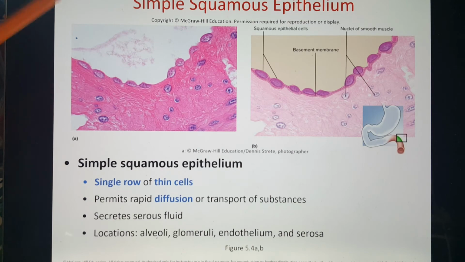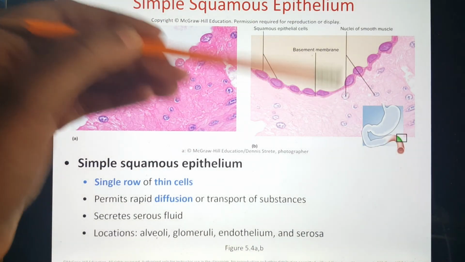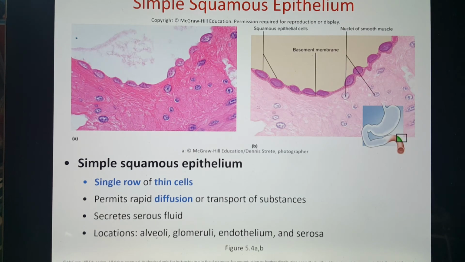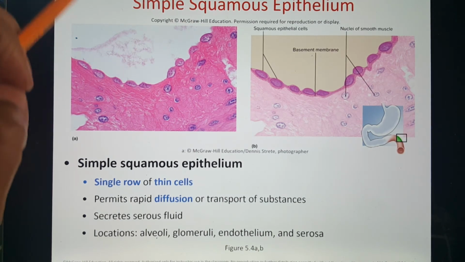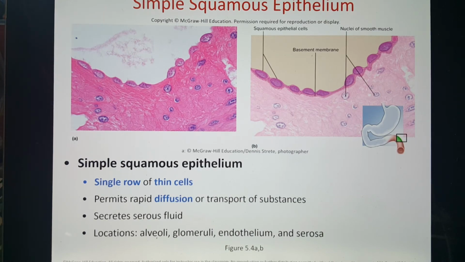I'm going to go back to our simple squamous. So this one is for diffusion. So very thin gap space between the cells, like the thin membrane between the cells. So that's the function of our simple squamous.